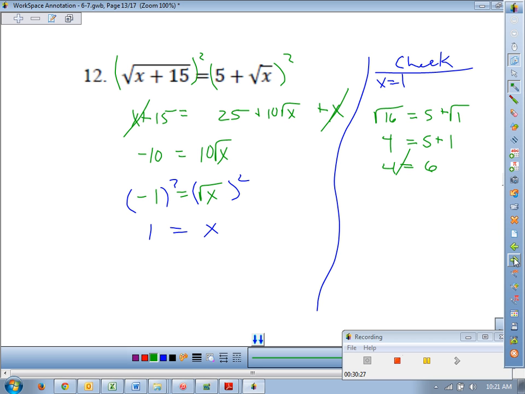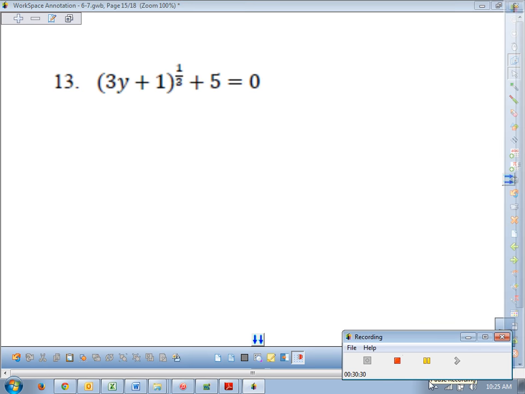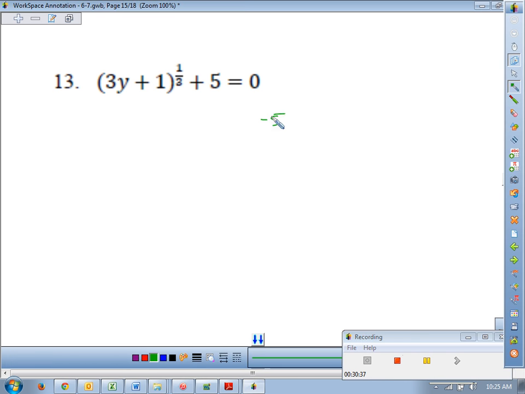Keep rolling. Cube root. You subtract the 5 over and you get a negative 5 over there. It's all good. Since it's an odd root, you can still do the problem. See if you can find my stupidity.